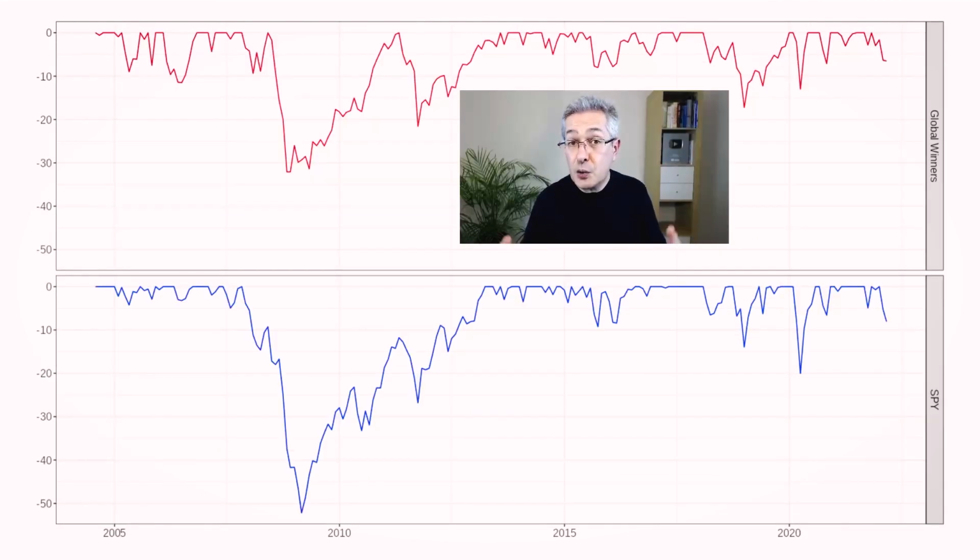If we compare the drawdown statistics, that's how much the portfolio has fallen since its previous all-time high. You can see that for the Global Winners portfolio, the worst drawdown was in 2008, when there was a drawdown of about 30%. And that compares quite favorably with the S&P, which lost over 50% over the same period. But the portfolio is certainly not perfect. You can see there was a kind of second dip here, which also happened for the S&P, but at least it wasn't as deep as it was for the S&P.